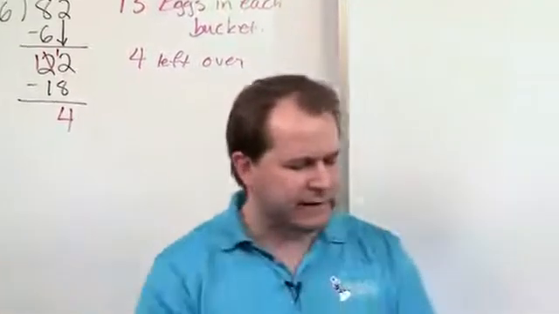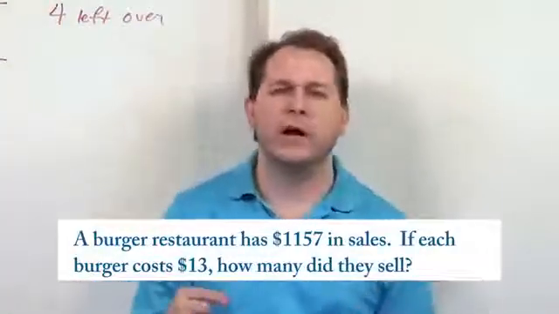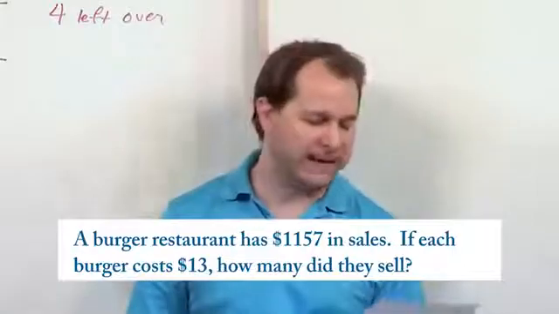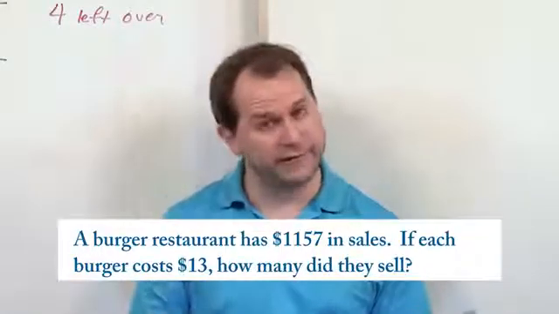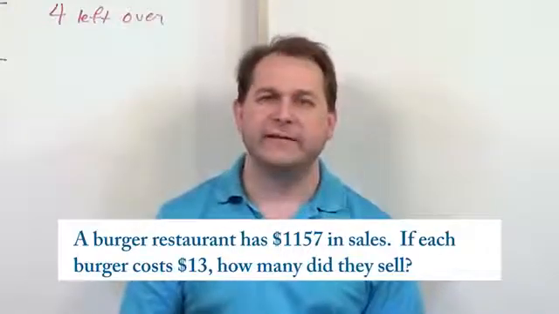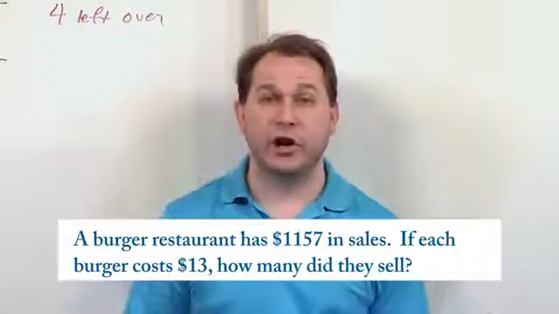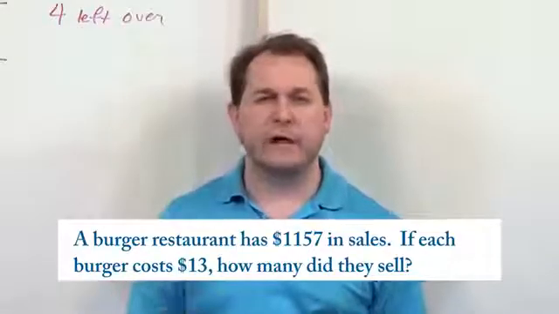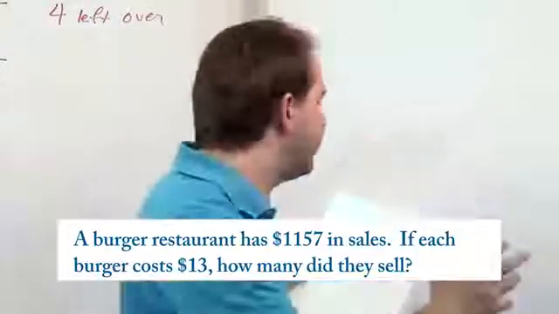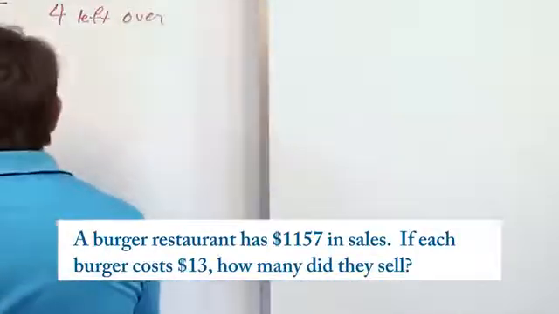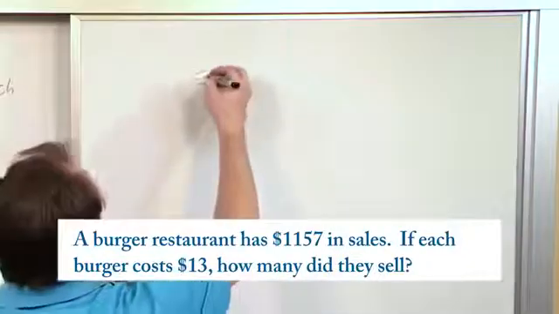Okay? Now, the next problem says a burger restaurant has $1,157 in sales. If each burger costs $13, which is an expensive burger, how many did they sell? So they have a pile of money on the table, $1,157. Each burger costs $13. How many did they sell? This is a division problem. We have a large amount of money. We know how much each burger costs, so now we want to divide to find out how many burgers we sold.